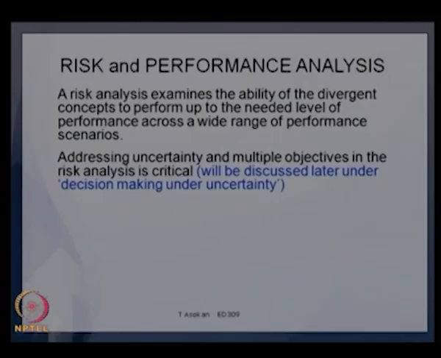Okay, other things to be considered when we do the allocation architecture are the risk and performance analysis. The risk analysis examines the ability of the divergent concepts to perform up to the needed level of performance across a wide range of performance scenarios. We will be addressing this separately. We have a separate section for decision making under uncertainty, so we will be looking at this aspect during that lecture.